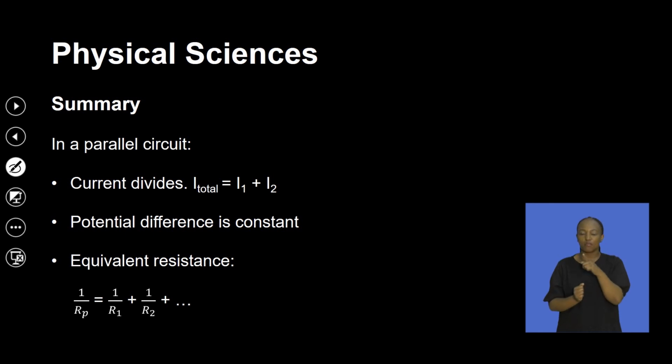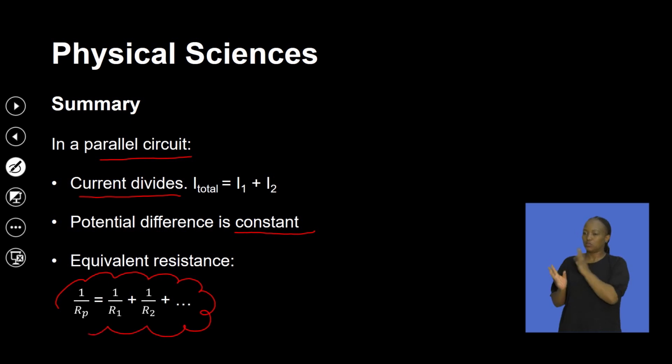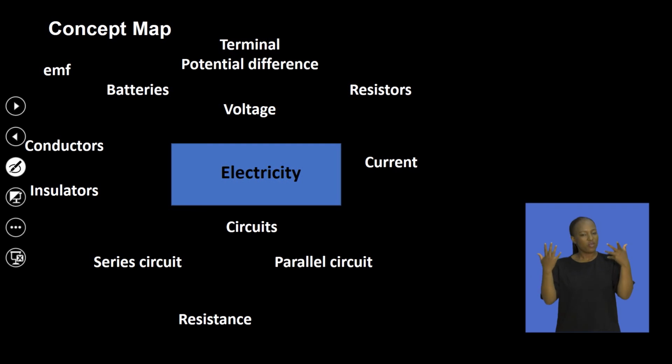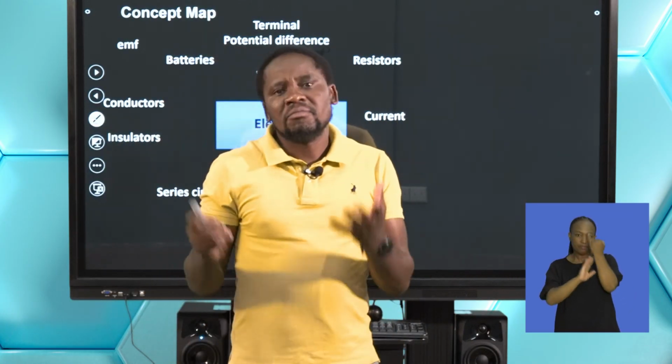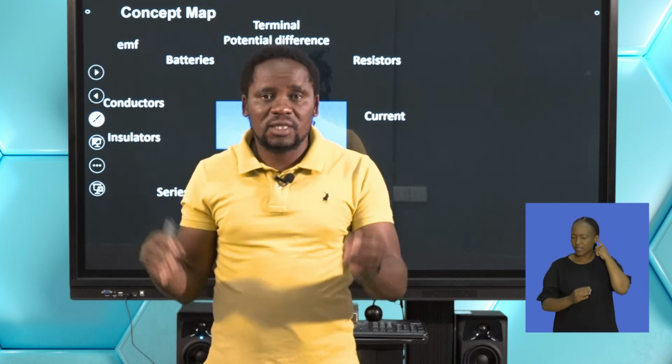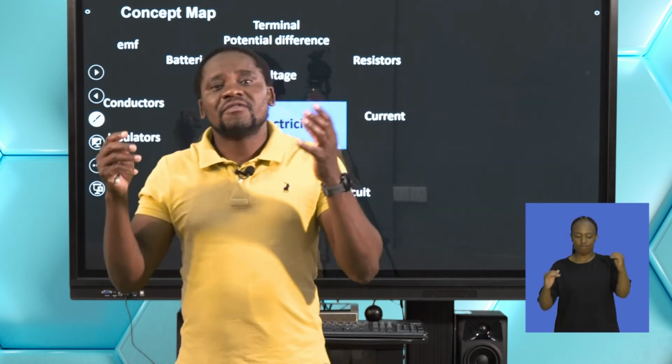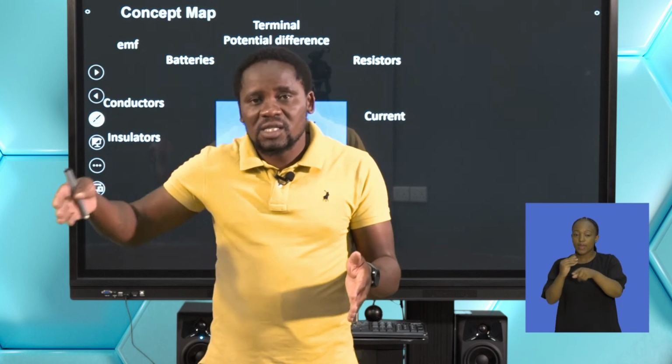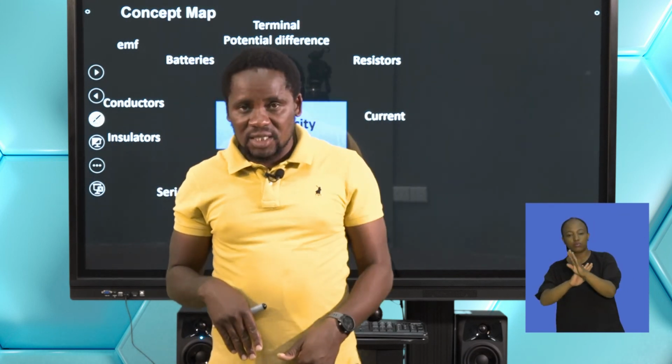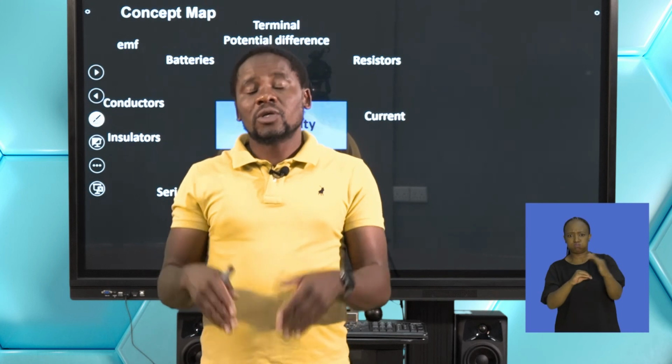So the long and short of it is, in a parallel circuit, current is divided while potential difference remains constant. And this is the equation that we would use to determine the total resistance in a parallel circuit for n resistors that are connected in parallel. So after all's been said and done, the main idea that we want to get across is that in any parallel circuit, as we add more resistors in parallel, the effective resistance will decrease. And in the process, current is going to increase.